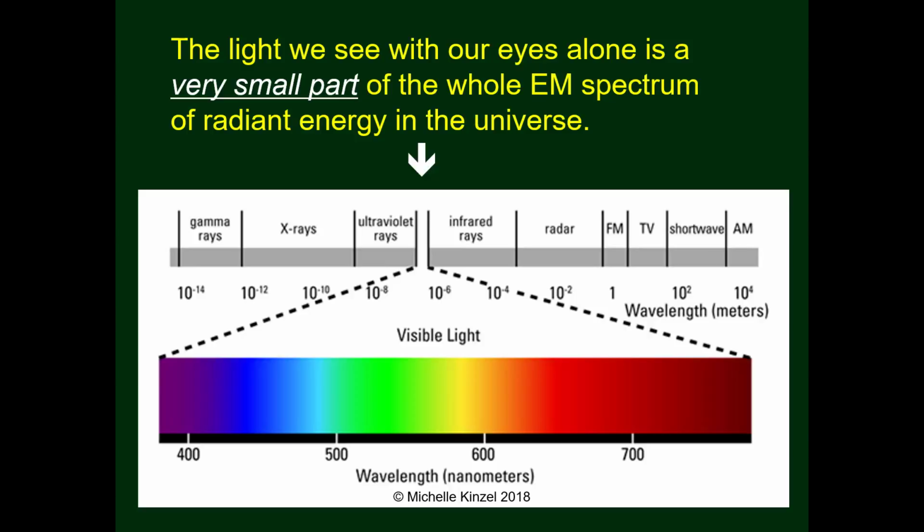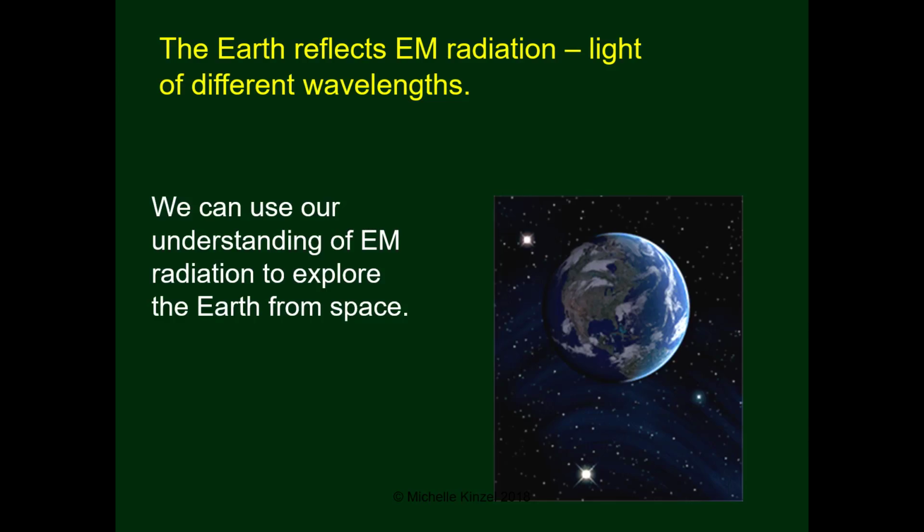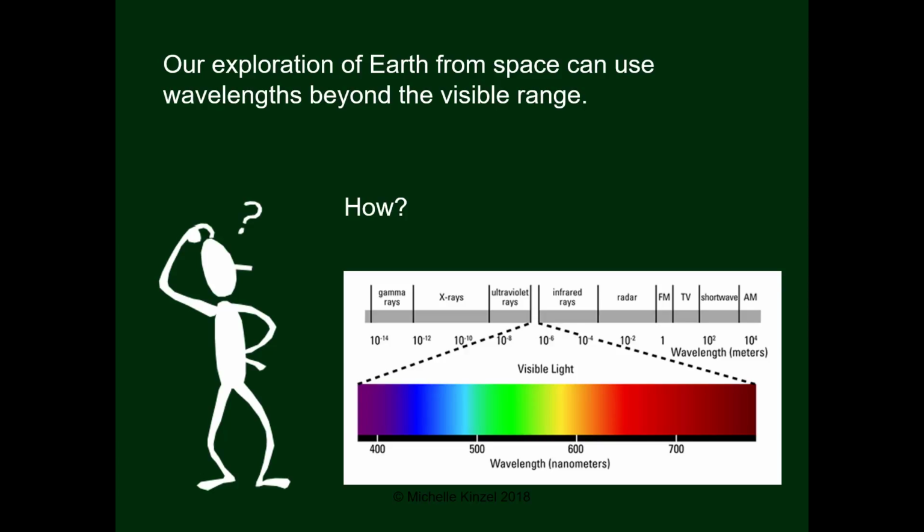So you can see here that it is a rainbow effect, and if you've ever seen a rainbow, that is light refracted through water or through a prism or crystal. It is white light that is separated out, and you can actually see those different colors with your eyes. The Earth reflects electromagnetic radiation and light of different wavelengths. We can use our understanding of electromagnetic radiation to explore Earth from space. Our exploration of Earth from space can use wavelengths beyond the visible range. So, how is this accomplished?